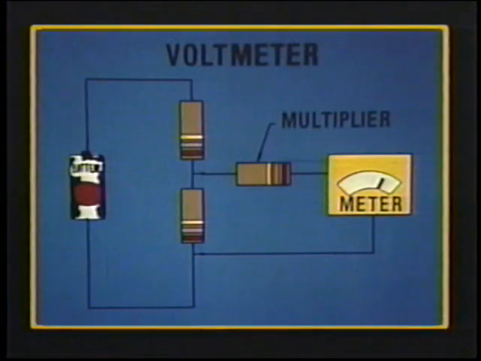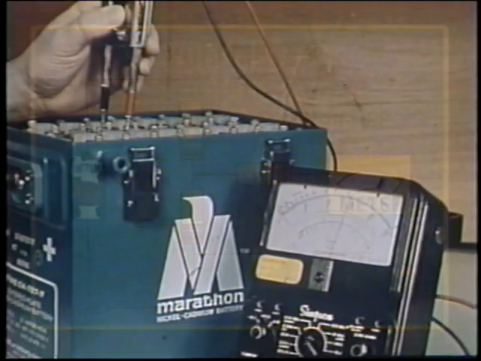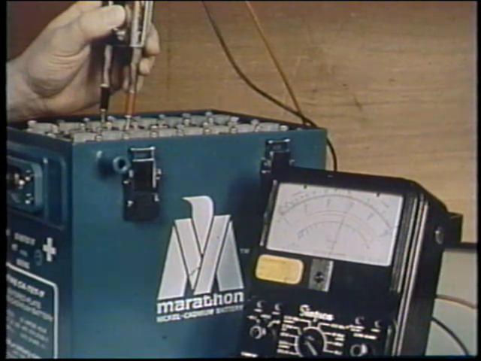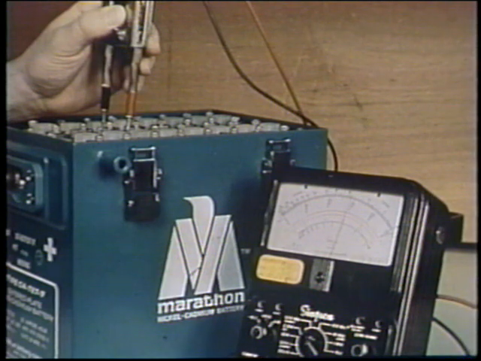Voltmeters are placed in parallel with the voltage to be measured, and because of the extremely small current required for the meter, a multiplier resistor is placed in series with the meter movement. The sensitivity of a voltmeter determines the resistance of the multiplier. Meters such as this one require only 50 microamperes of current for full-scale deflection of the pointer, and therefore use 20,000 ohms for every volt measured.